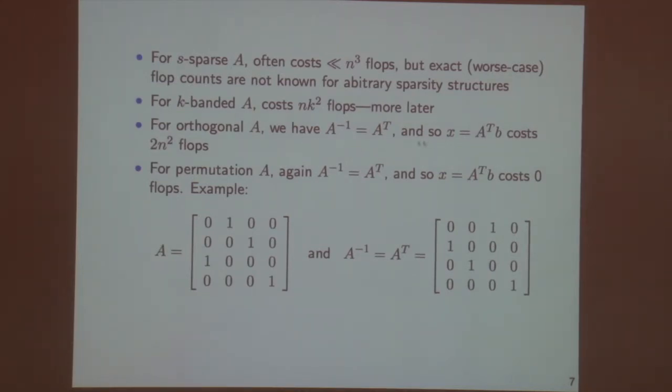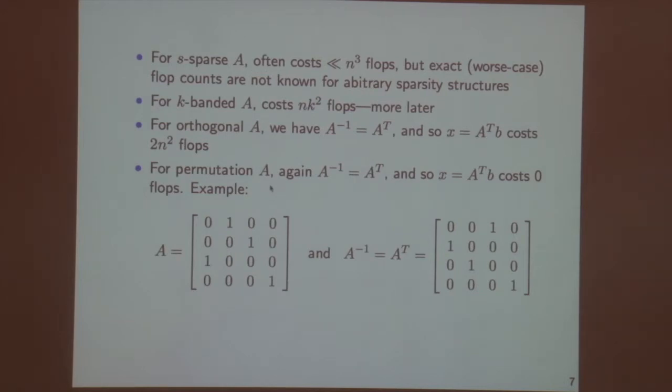Orthogonal matrices we can also solve quickly because their inverse is just their transpose. So if you have an orthogonal matrix, you should recognize that, and you would perform a matrix multiplication rather than a linear system solve. And that's just on the order of n squared again, for the same reasons we had before.